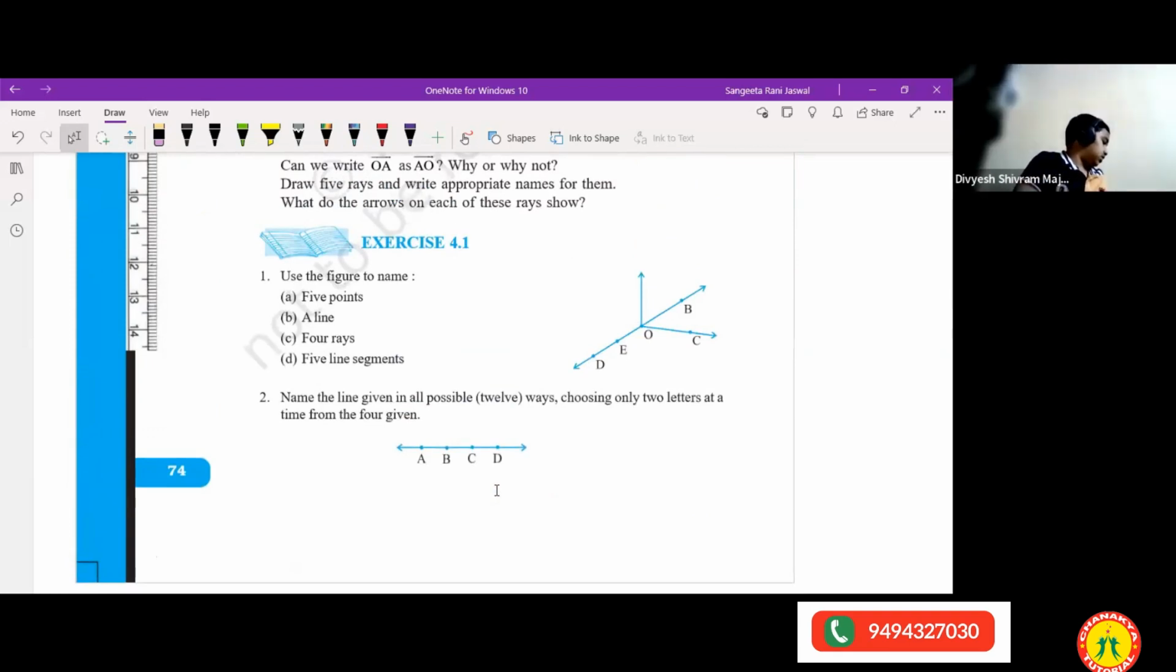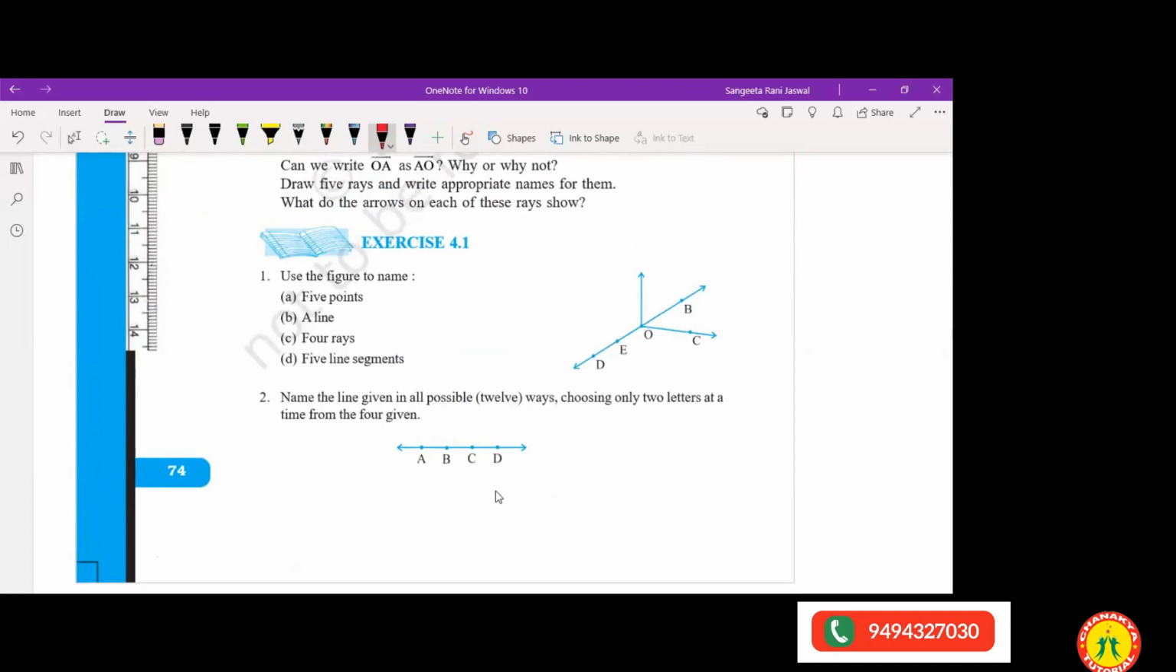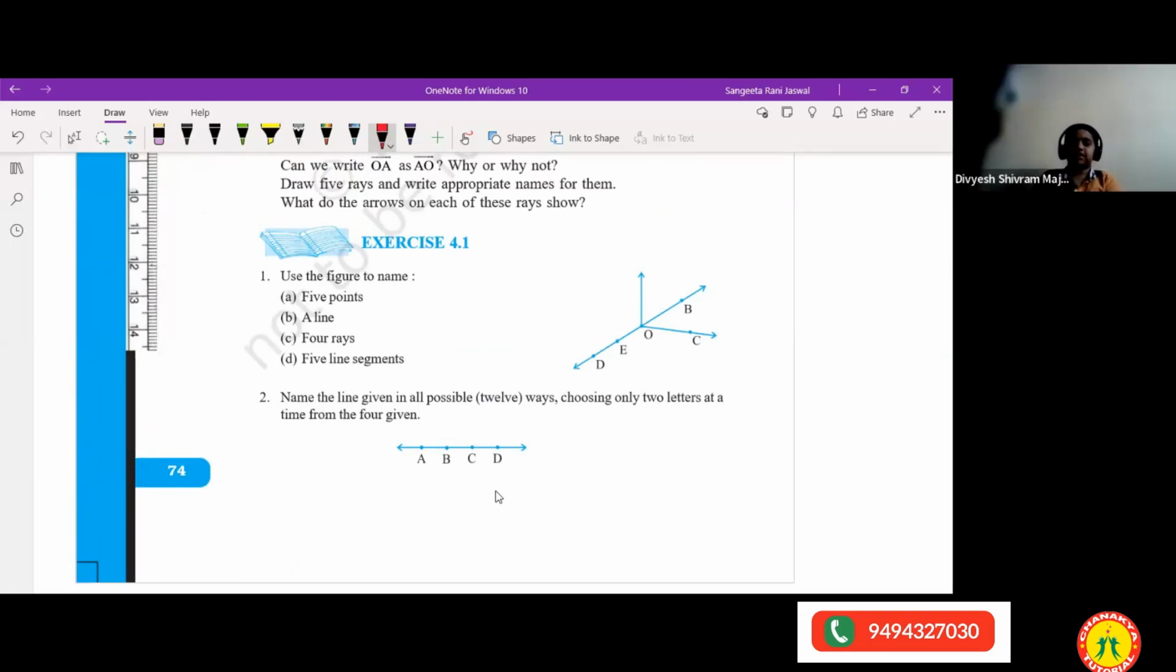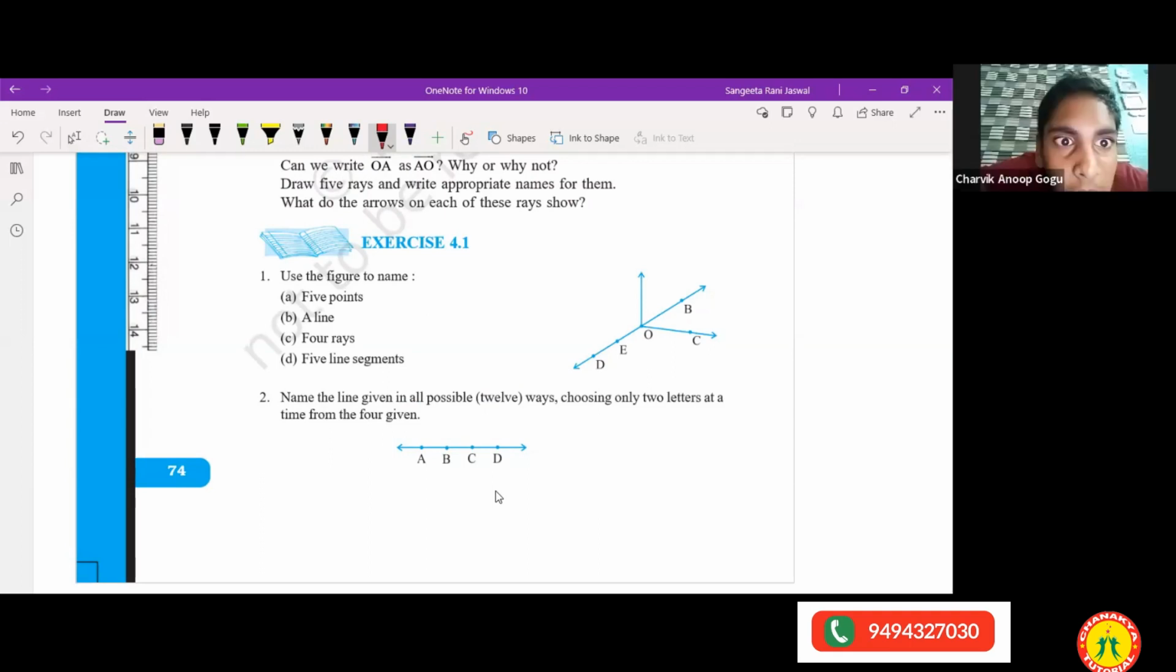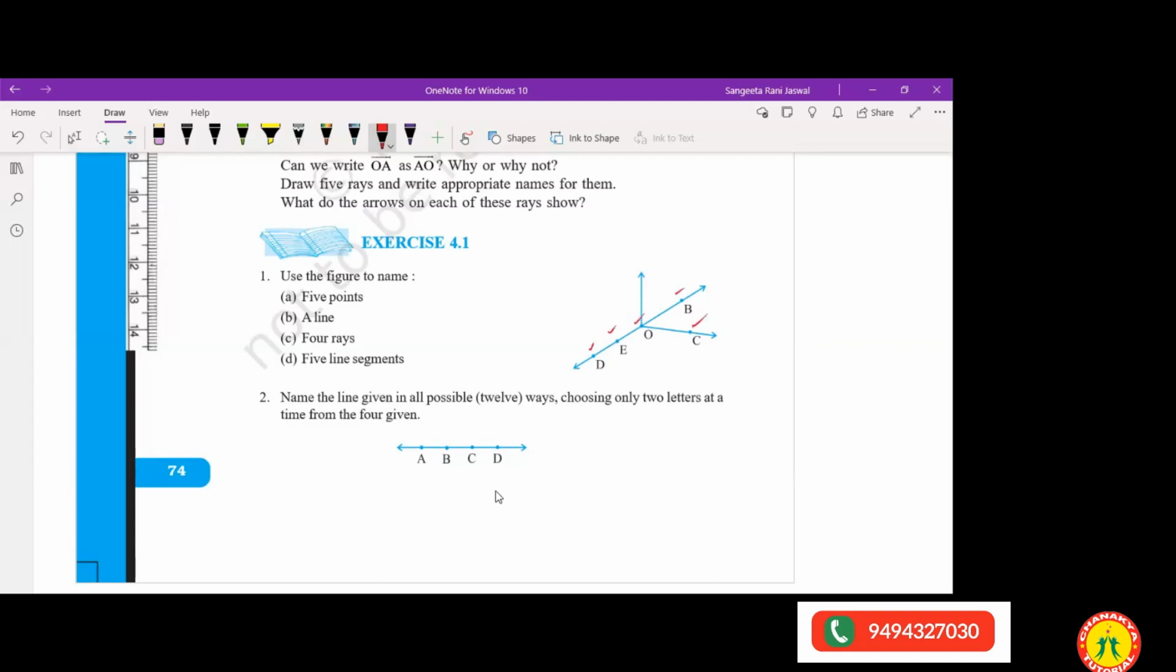Use the figure. Now this is a figure given to you to name 5 points. So which are the 5 points on this figure? D, E, O, B, C. Good. These are the points, right?